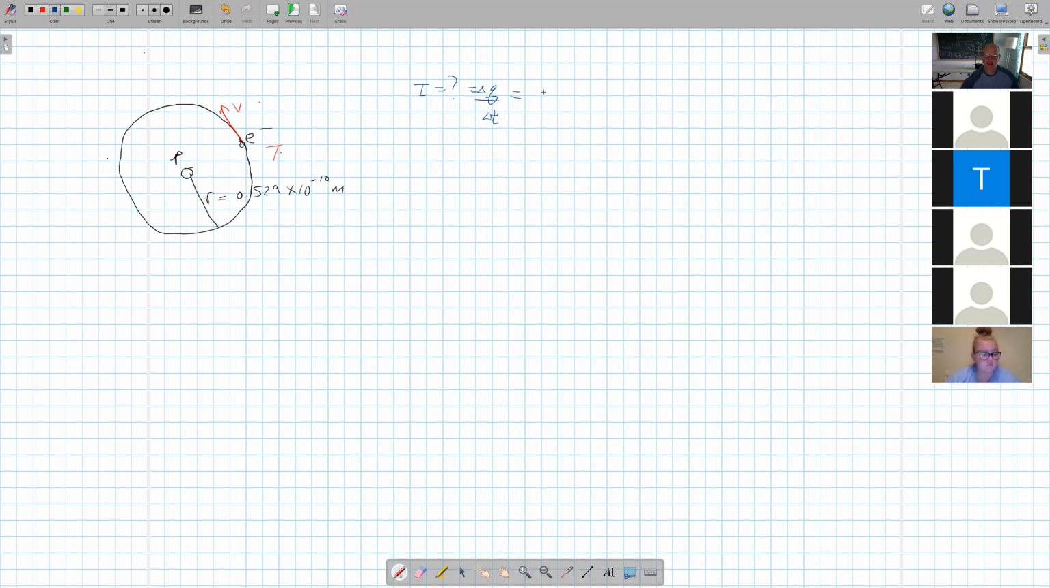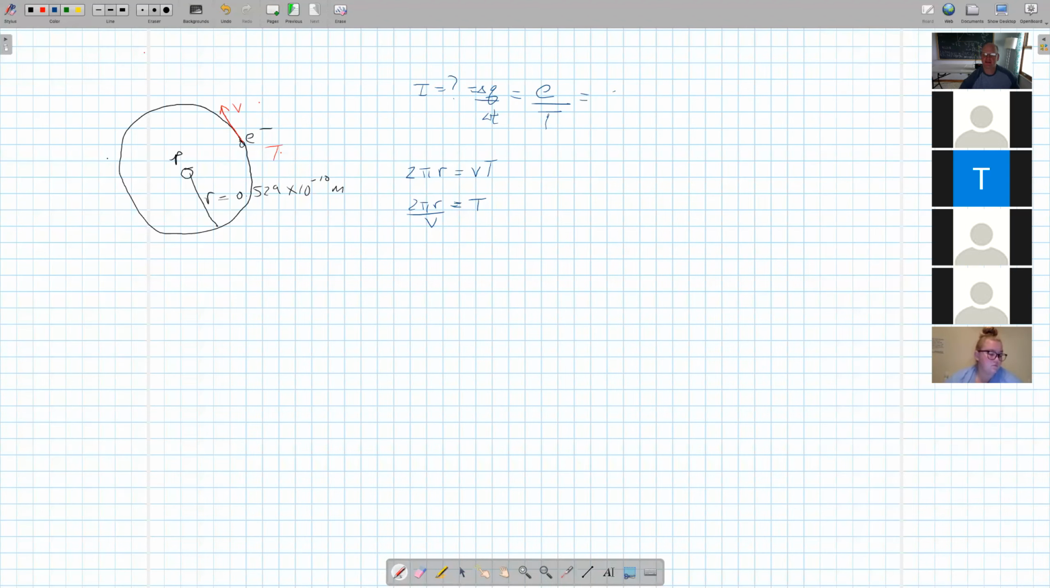But here, my change in charge is simply the charge of the electron, so that's E, divided by the change in time, which is that of the period. Good. Now, what else do we know? We know the period is related to the velocity. So remember that 2 pi times the radius is equal to the velocity times the time, which means that the period then is going to be equal to 2 pi times the radius divided by the velocity. Okay, so this is the period. So let's plug that in here.